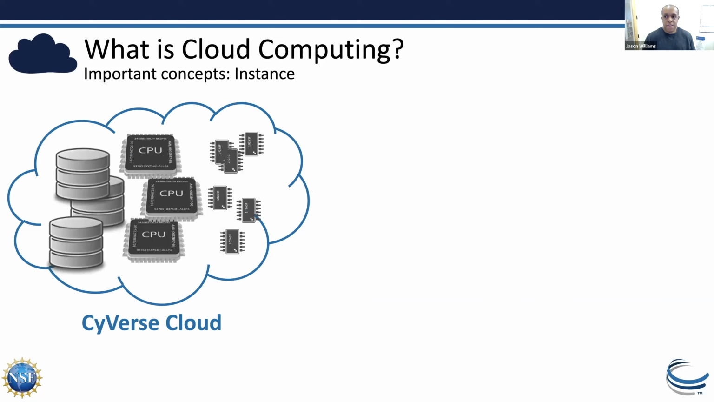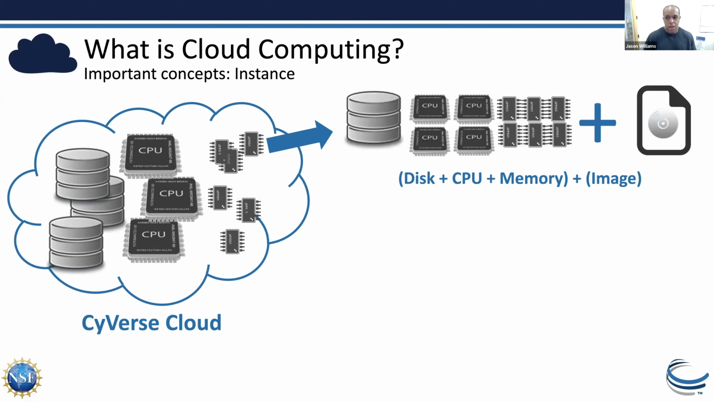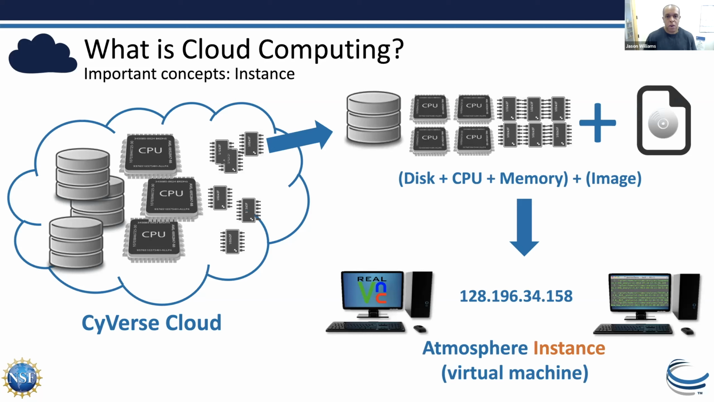The other thing is an instance. So in the CyVerse cloud, we physically have resources, hard drives, CPUs, RAM, and we need to provision those for you. So you ask us for a certain amount of that, and we give you that amount. And then you also need an operating system in order to make this virtual computer. And in fact, you request that, as I'm about to show you, in about 15 minutes, you have an IP address where you have your Atmosphere instance, which is a virtual machine.